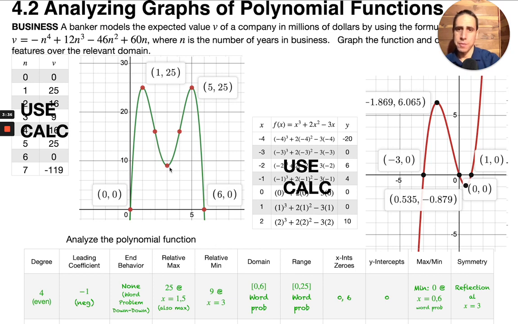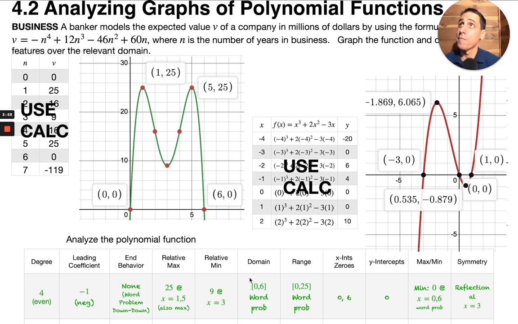It does have a relative minimum here. If you zoom in, this value here of 9, this output of 9, is in its own little zoomed-in region, ignoring everything else. It's 9, and where is it exactly? When x equals 3.